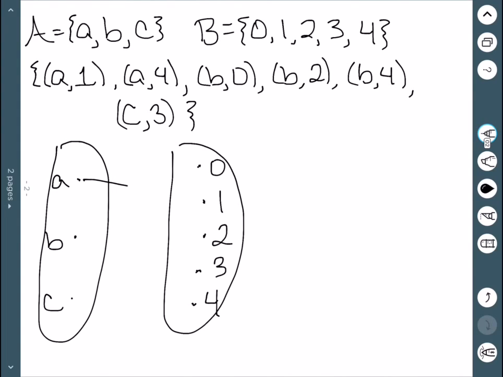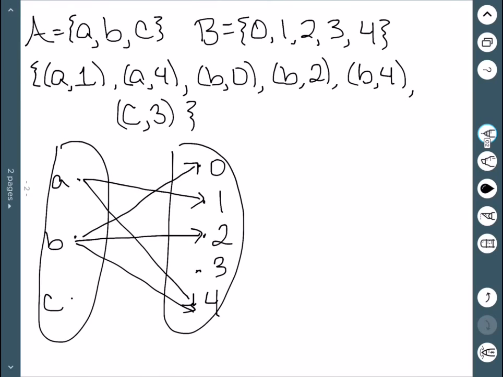(a, 1) means we draw an arrow from a to 1. (a, 4) means we draw an arrow from a to 4. (b, 0), we draw an arrow from b to 0. Then one from b to 2, and one from b to 4. And then the last one, c to 3. This is our arrow diagram.